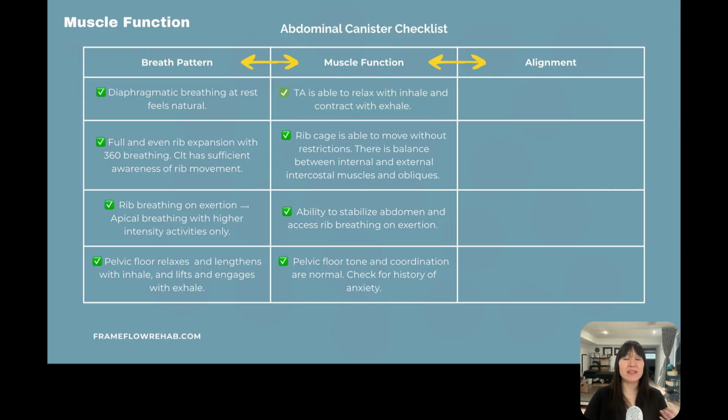So let's fill out the center column in our abdominal canister checklist now. We're talking about muscle function in relation to breath pattern. Can the TA relax with that inhale? Are we getting that nice belly expansion? Or is there a previous abdominal surgery, maybe a C-section, that's stopping them from taking a big belly breath?